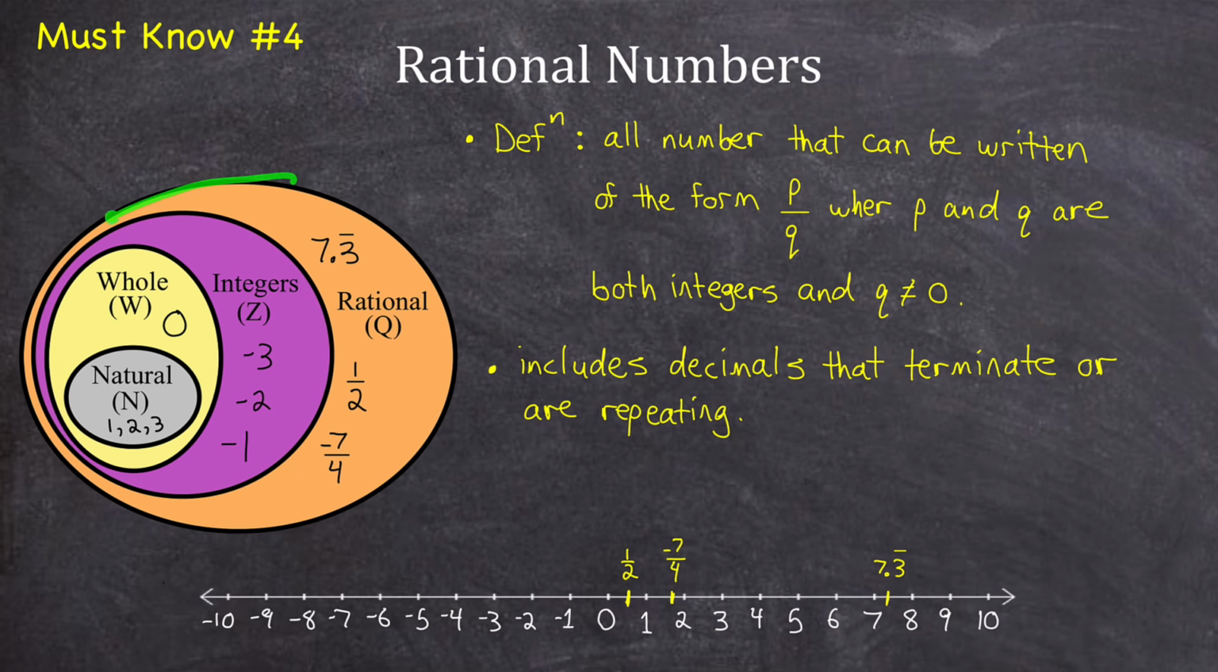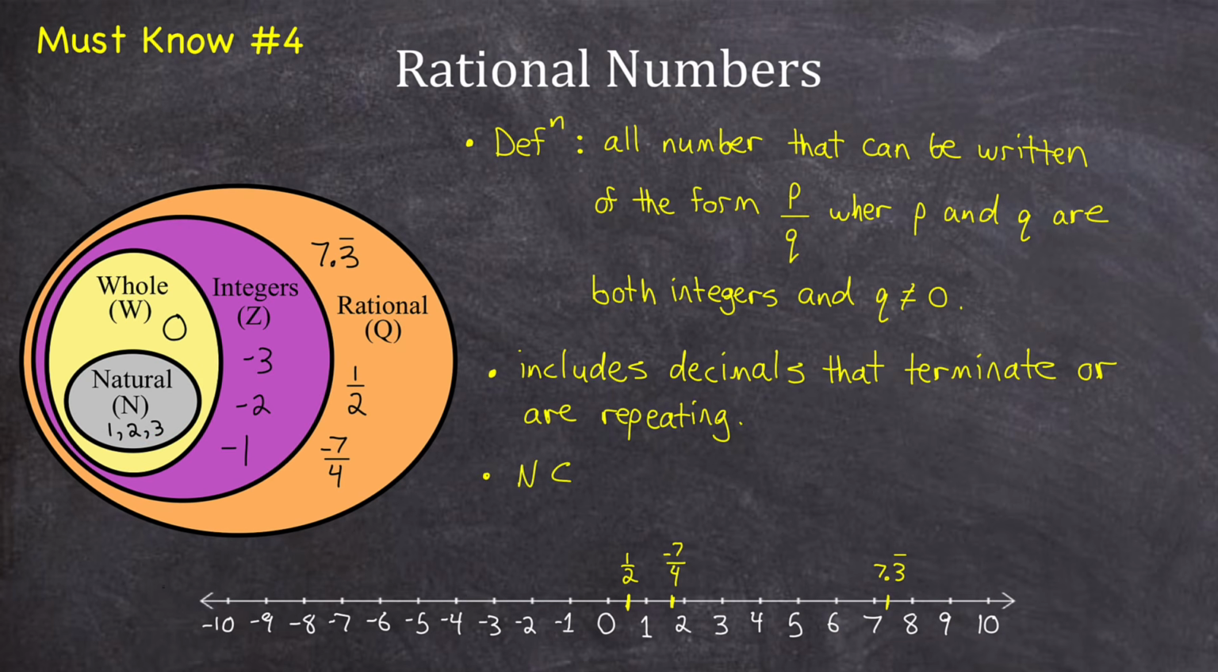And looking at this Venn diagram, we can see that the set of rational numbers includes all of the integers, which includes all of the whole numbers, which includes all of the natural numbers. So we can summarize that by saying the natural numbers are a subset of whole numbers, which are a subset of the integers, which are a subset of the rational numbers, which we use the letter Q to represent rational numbers.